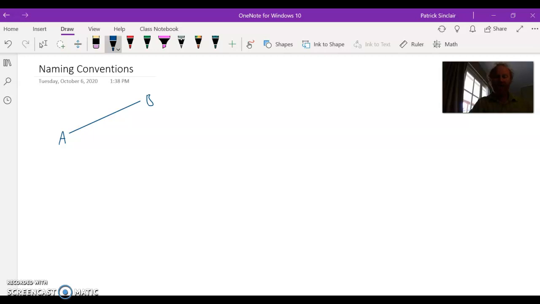So if I'm talking about this line segment here, it's a segment because it starts at one end and stops at the other and doesn't go on forever. This is line segment AB.